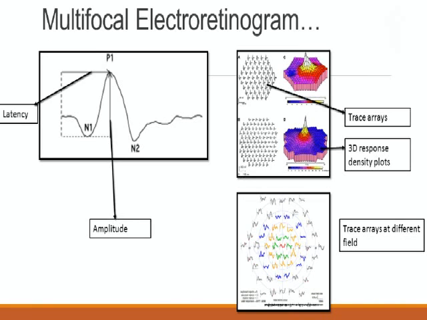We can also see in some cases an outer retinal hole. Multifocal electroretinogram, as we can see here, the first wave is a negative wave, and then the second wave is a positive wave. The latency is measured from the time of stimulus to the peak of the P1, and the amplitude is measured from the trough of the N1 to the peak of P1. It has many displays, but the important ones are the trace arrays and the 3D response density plots, and the trace arrays at different fields like 5 degree, 10 degree, 15 degree, like that.